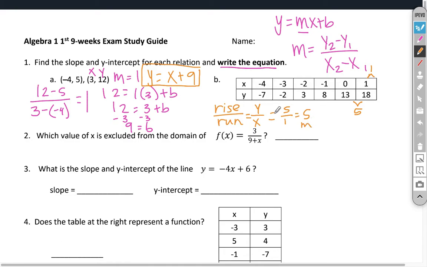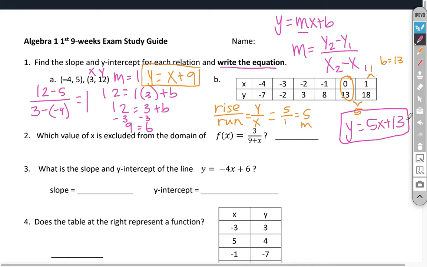And then our y-intercept is what we need for b. And when we're looking at a table, we'll find our y-intercept by the x value of 0. So we have an x value of 0 here. So 13 is our y-intercept. So we'll put b equals 13. And then we're ready to write our equation. So we'll have y equals slope of 5, 5x, b of 13, plus 13.